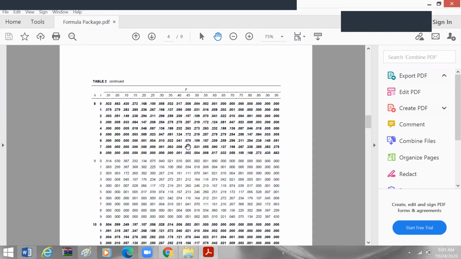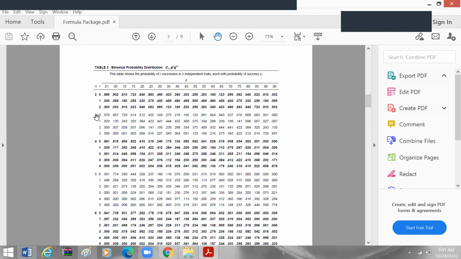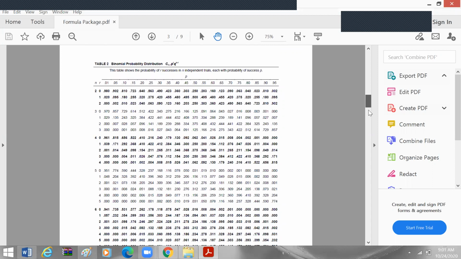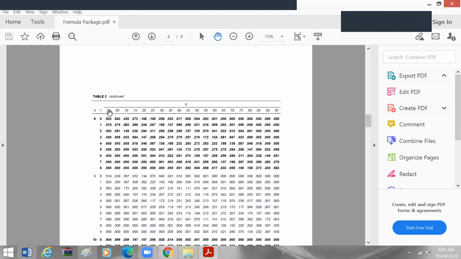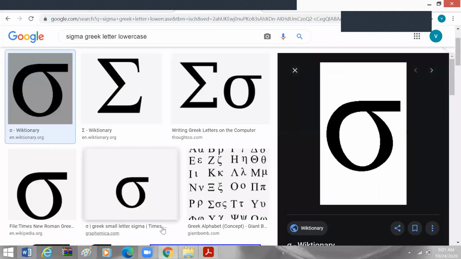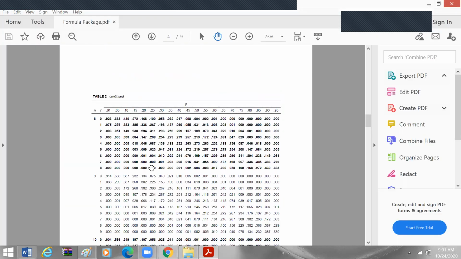So how do you know? The first step that we need to go would be to go to table 2. So we have 2, 3, 4, 5, 6, and 7. But the thing that we're looking for is N equal to 8, because this is where we select the number of customers, which is 8 of them. So we're going to pick that, and then I'm going to copy this image and paste it.